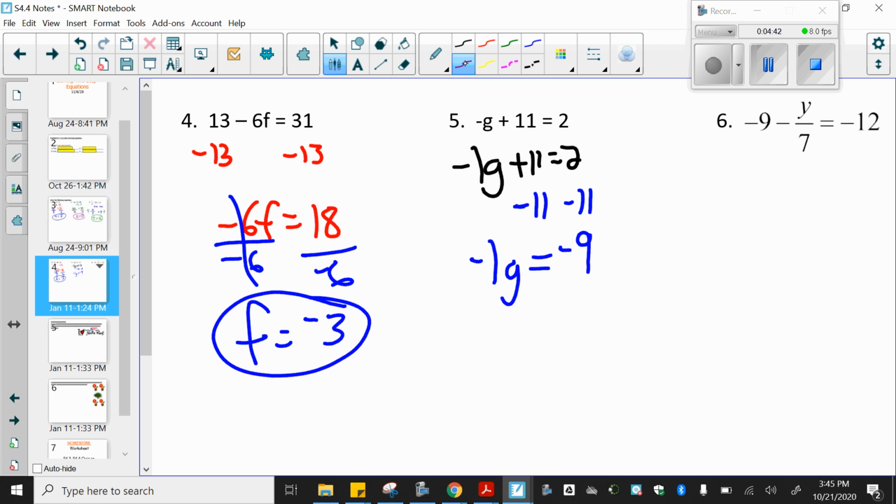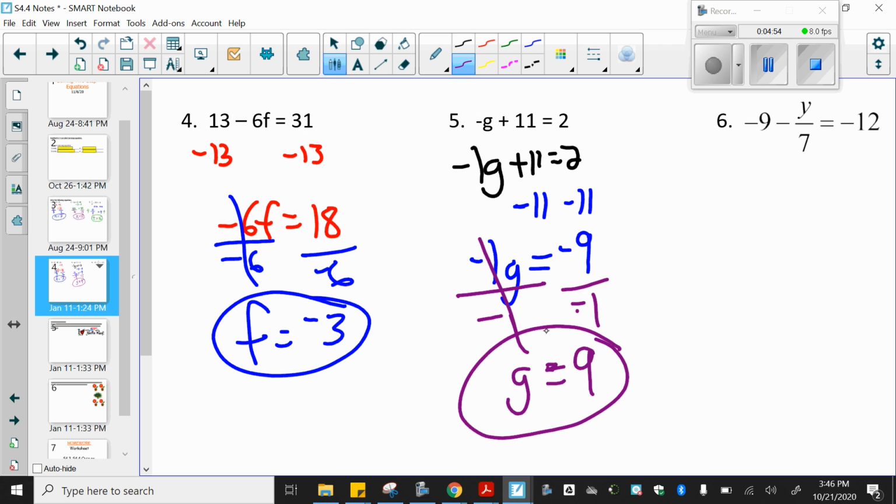And then I'm going to divide by negative 1 on both sides to give me, see, those cancel, give me g equals positive 9. Negative divided by negative makes positive. 9 divided by 1 makes 9. So positive 9. All right.